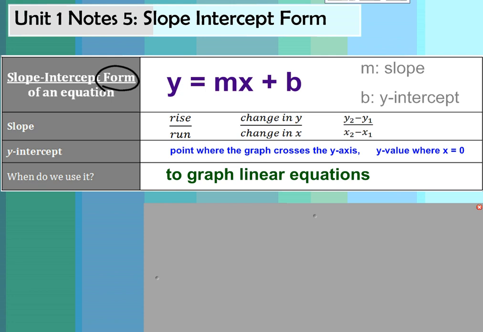Slope we talked a little bit about before. Slope just means how steep is your line. Is it going to be positive, negative? Is it going straight up and down, or is it going just left and right, straight horizontal? Y-intercept is where does it cross the y-axis. Where does it cross the vertical axis in the middle of the graph? And why do we use this? We use this to graph linear equations.